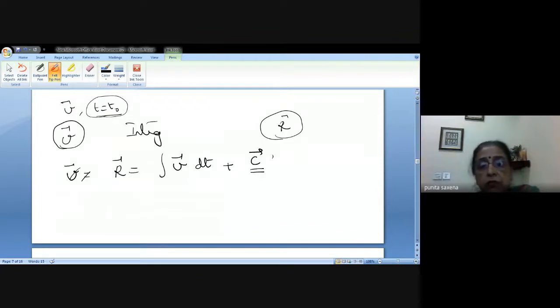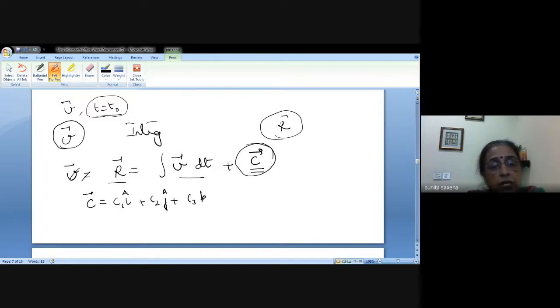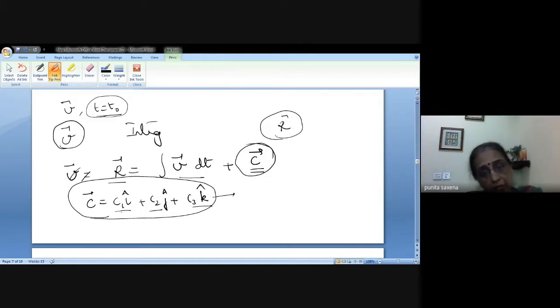Now, mind you, this constant is not just a scalar, because we are talking of vector functions. That means the constant of integration that we bring in will also be a vector, like this: C1i plus C2j plus C3k. So in general, when we find the integrals, the constant of integration is also a vector quantity.